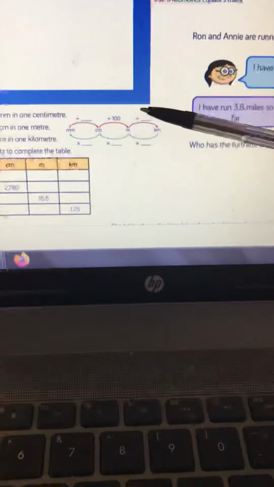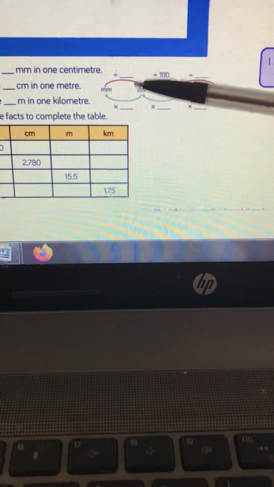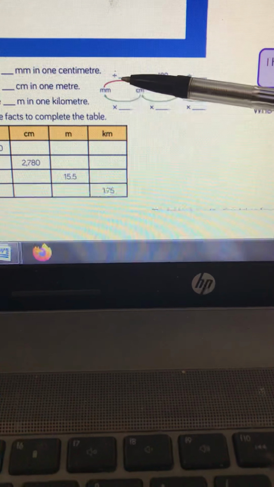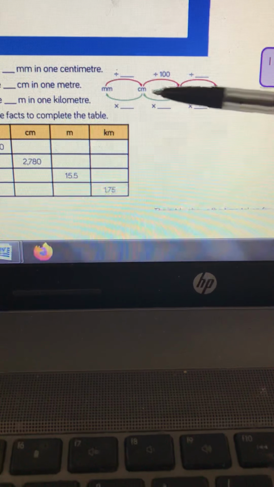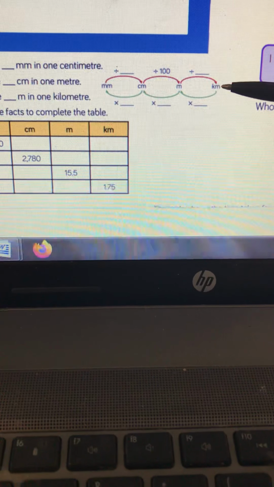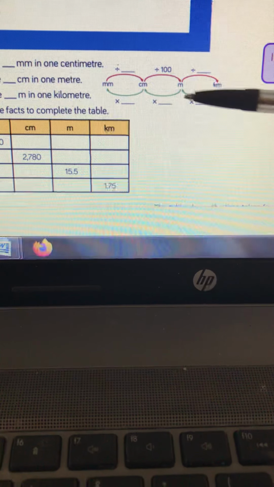And so to convert between centimetres and millimetres, this is going to be 10, so times by 10 or divide by 10. From metres to centimetres, we can times by 100. Metres to kilometres, going that way, we're going to divide by 1,000. And from kilometres to metres, we can times by 1,000. And we can use those rules to fill in this table.